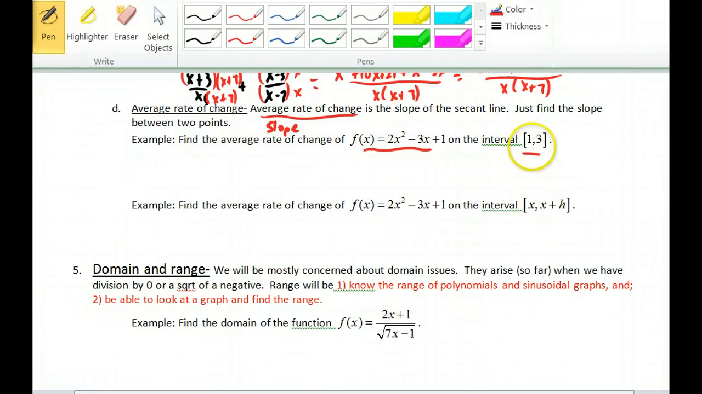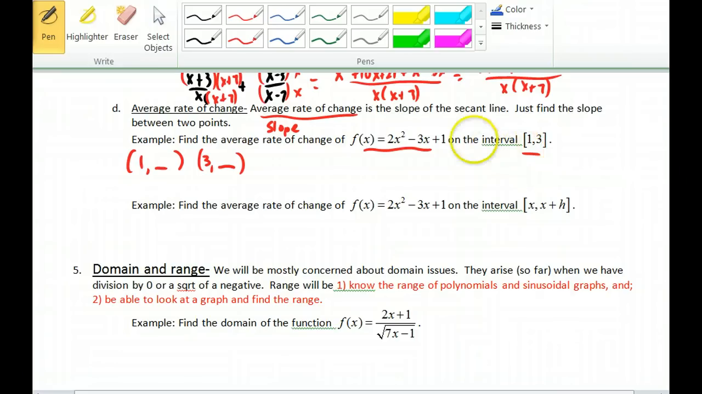With that, that means that you need some points. These are not points. These are x values, and that confuses students sometimes. So what happens is that I get 2 points. 1, comma, I don't know. And then the other one's 3, comma, I don't know. We got to find those I don't knows.